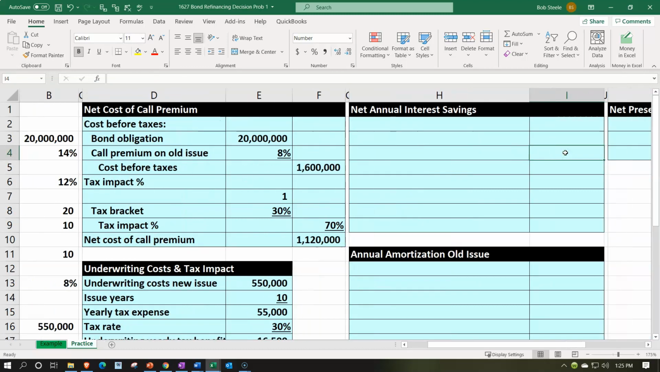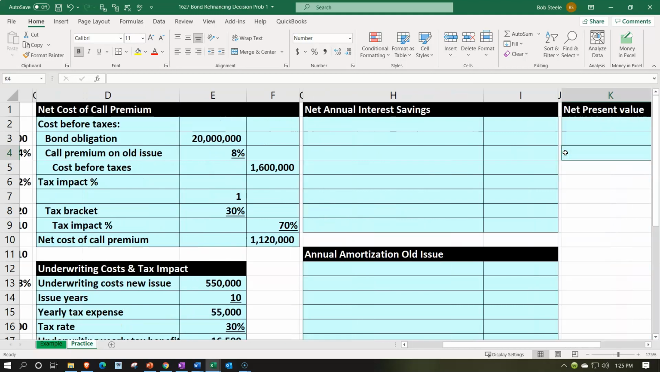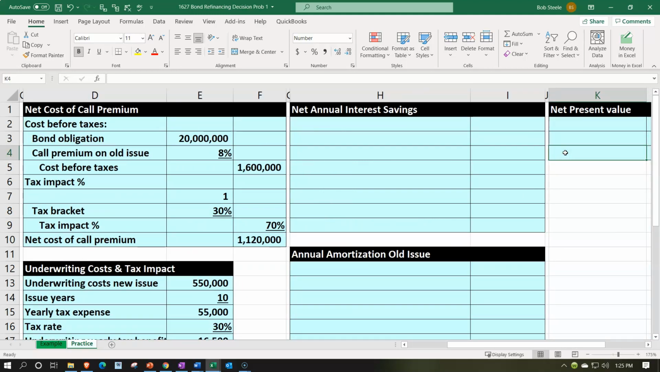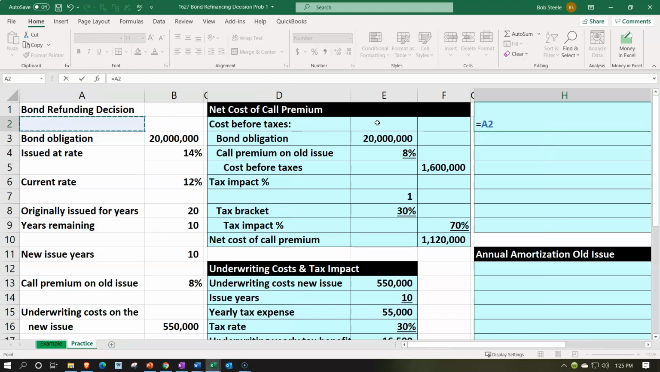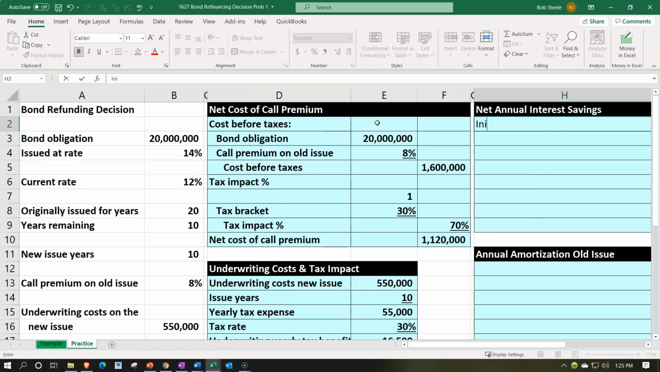Okay, so now we're going to go back up top. We're going to look at the net annual interest savings. So this is going to be the benefit due to the difference in the interest rates. So we want to take a look at the initial rate versus the current rate. So the initial rate, let's call it initial rate.